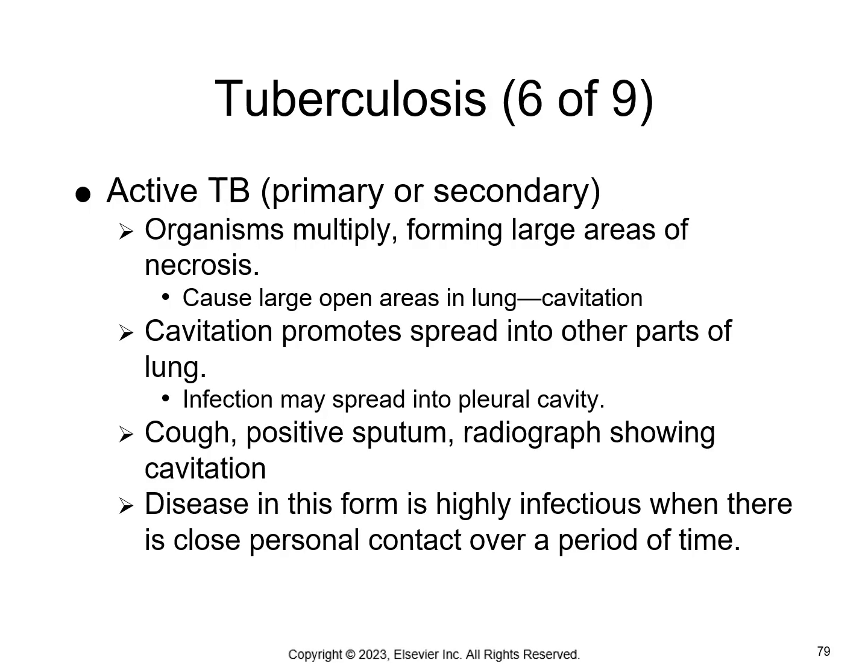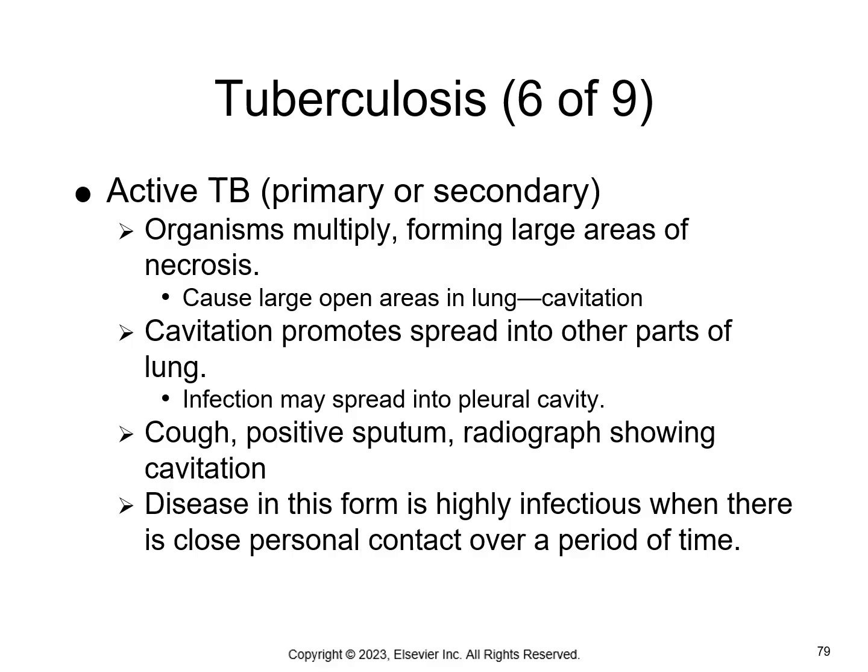In active TB, the active infection can be confirmed with a chest X-ray or acid-fast staining of the sputum specimen. A CT scan is going to be more sensitive than a traditional X-ray in identifying the lesions. The organisms will multiply, form these large areas of necrosis, cause these large open areas in the lungs known as cavitation, and that cavitation promotes spread of the TB into other parts of the lungs.